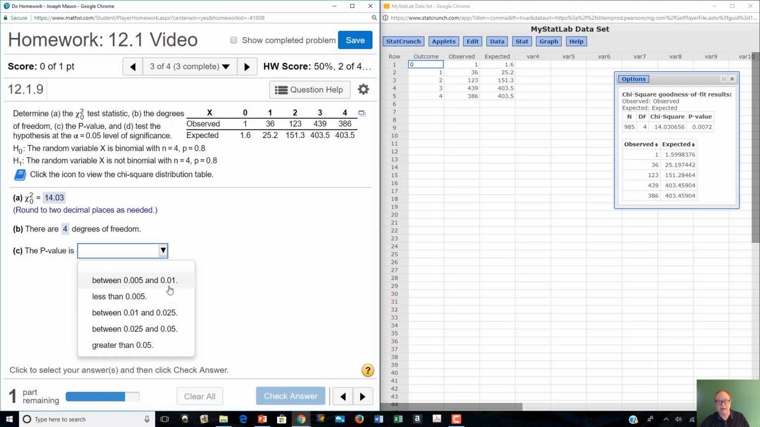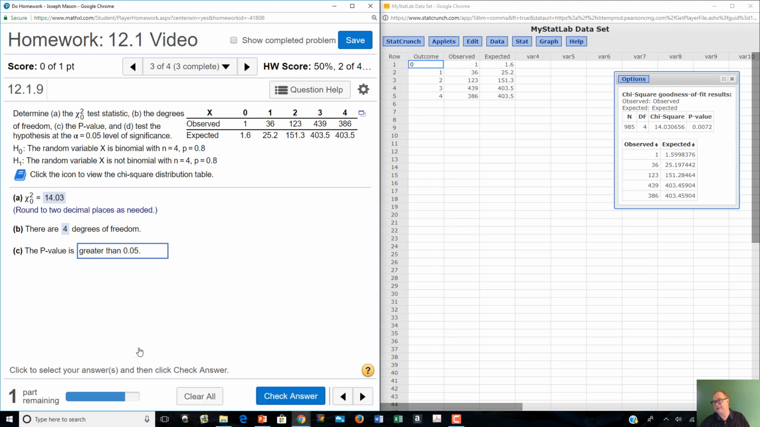Is it between? No, it's not between there. Is it less than this? No, it's not less. Is it between these? No. Between these? No. Greater than 0? Yes. So it's greater than. This is a little trickier than just putting the p-value in.